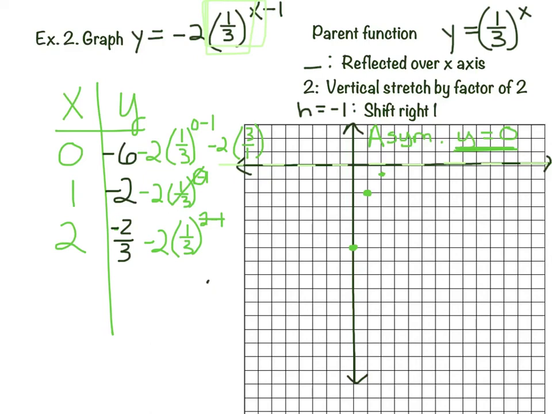And that's enough points to see that it is approaching our asymptote, and then you know it's not going to touch it. So if you draw it skimming the asymptote, you're good.